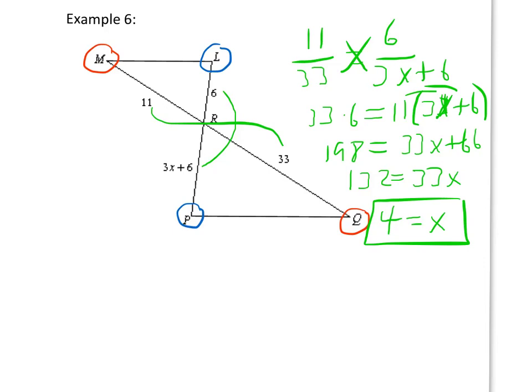So again, making sure that we set up our proper sides to make the proper proportion is key. So look at our angles to help us decide what matches up. And this ends part 2 video.